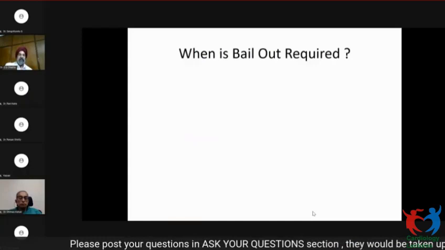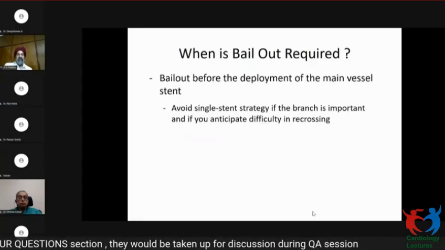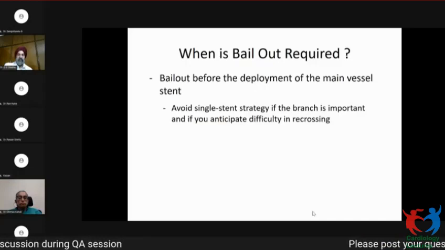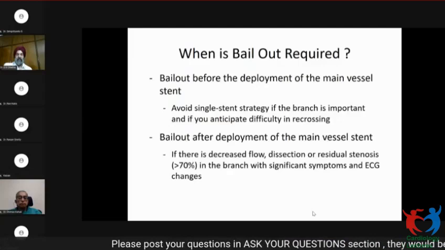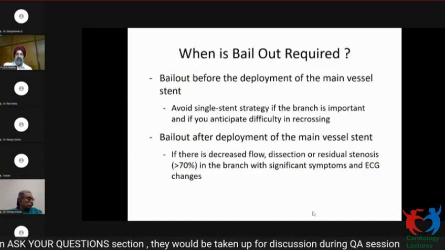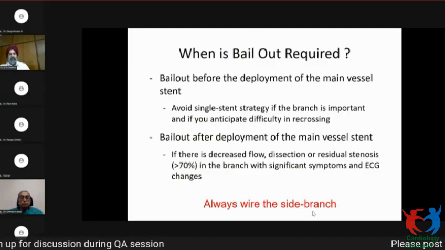Well, how do you bail out? You can bail out before deployment of the main vessel stent, and that is if, while preparing the bed, the side branch occludes, then it's best to switch over to a two stent technique. And if after doing the main vessel stent, the side branch gets occluded, then also you can bail out the side branch by using either the inverted crush or a culotte technique, which I already told you. So most importantly, you must always keep the wire in the side branch, which is very, very important.